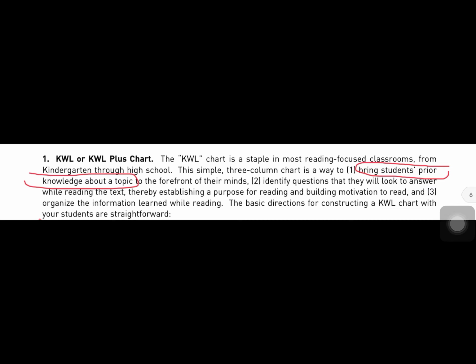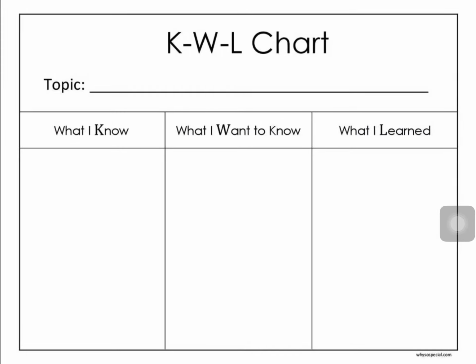It's very easy. The purpose is to bring students' prior knowledge about the topic, and it's divided into three main components. The first one is what I know, then we have what I want to know, and finally what I learned. So, how do you do it? First, you brainstorm in the first column, what I know, all the information that you know about the topic.